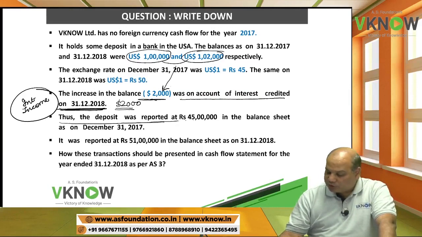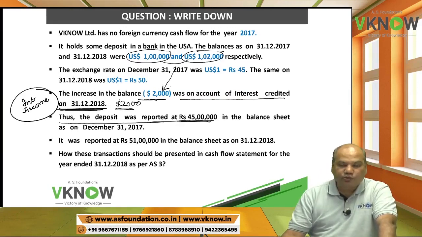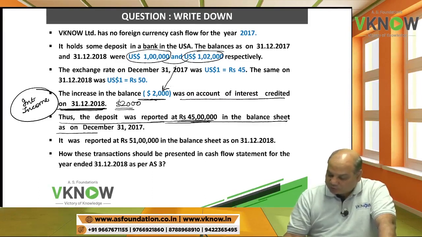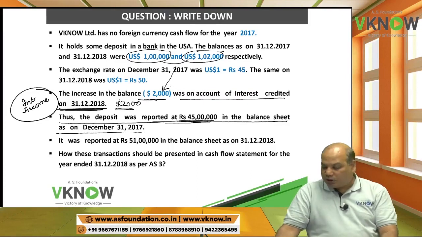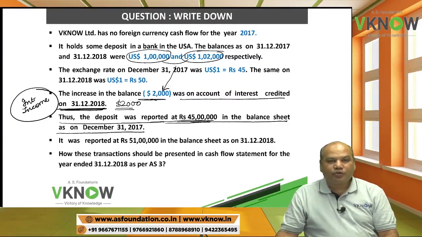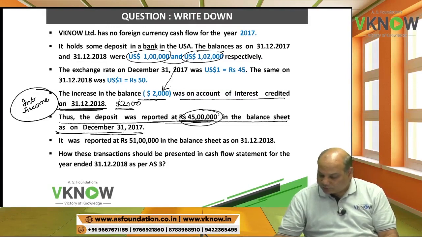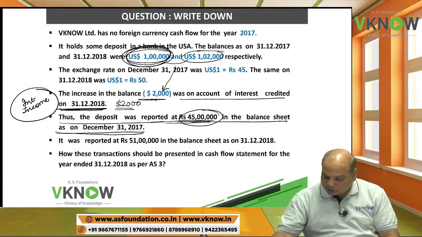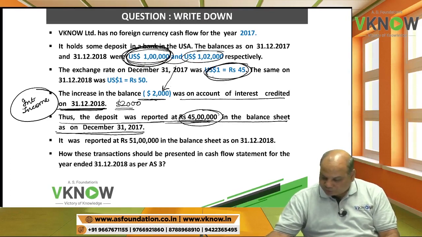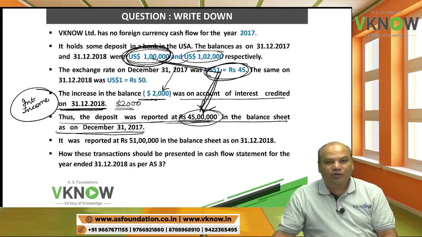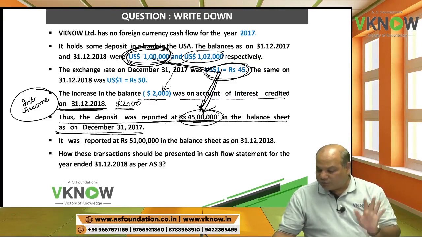Thus the deposit was reported at rupees 45 lakh in the balance sheet as on December 31, 2017. So how has this 45 lakh come? Opening balance 1 lakh, opening rate 45, which means the deposit appearing in your opening balance sheet or opening cash and cash equivalent will be 45 lakh.